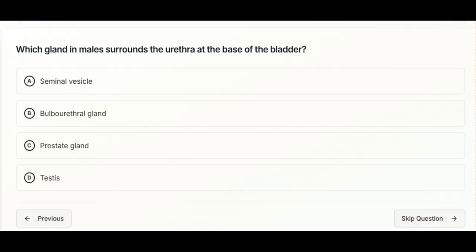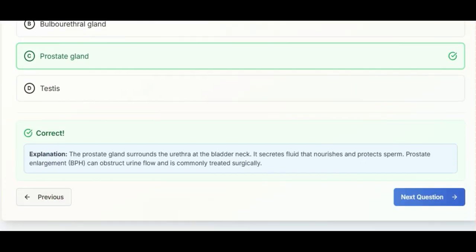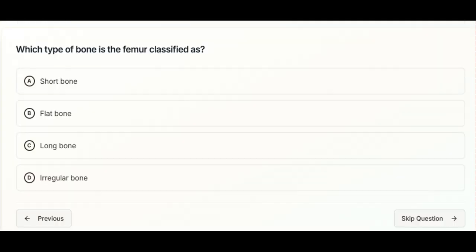Which gland in males surrounds the urethra at the base of the bladder? Seminal vesicle, bulbourethral gland, prostate gland, or testes? Prostate gland. The prostate gland surrounds the urethra at the bladder neck. It secretes fluid that nourishes and protects sperm. Prostate enlargement can obstruct urine flow and is commonly treated surgically.